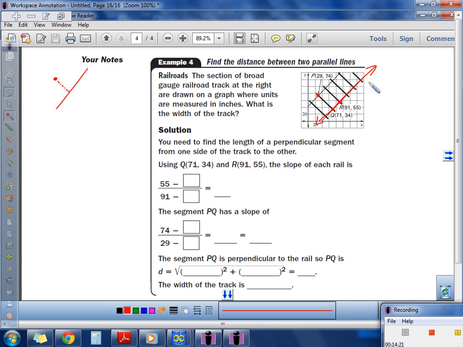I need my slope for QR. So I've got to calculate my slope for this line over here. How do I calculate it? What's my little formula I plug into? y2 minus y1 over x2 minus x1. So what do I plug in? I would do 55 minus 34 over 91 minus 71. So what's 55 minus 34? 21. And 91 minus 71? 21 over 20. That's my slope.